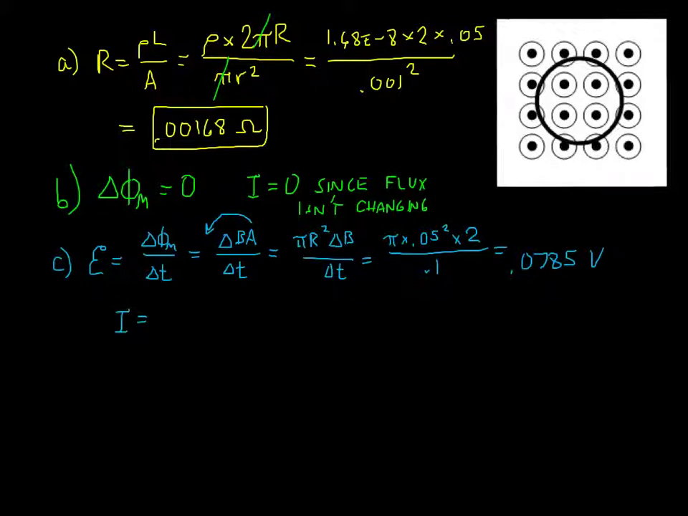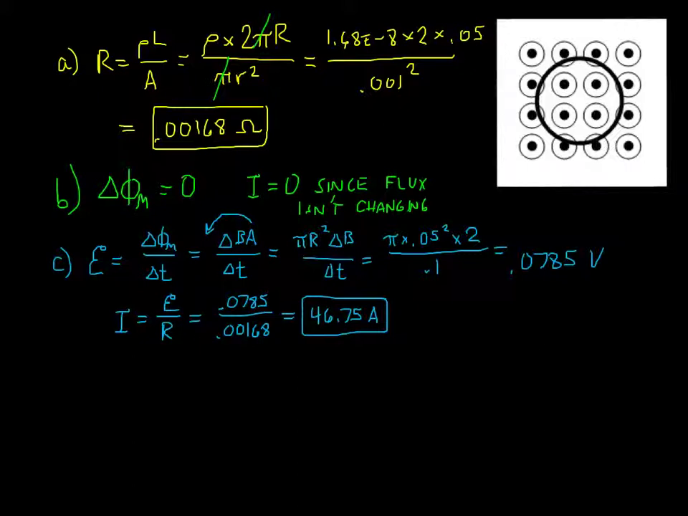But the question is asking for the current, not the EMF, so now we have to use Ohm's law to get the current, which is the EMF over the resistance. So 0.0785 divided by the resistance, which you figured out in part A, 0.00168, is equal to 46.75 amps.